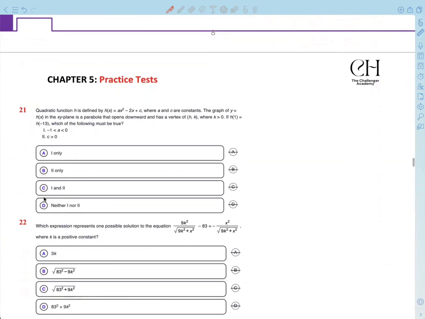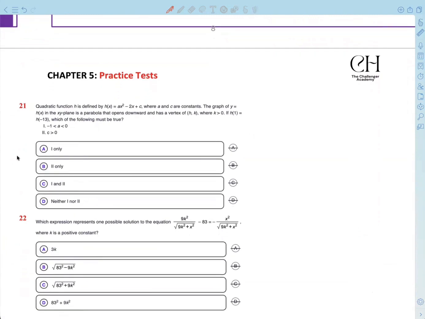Question 21. A quadratic function h is defined by h of x equals ax squared minus 2x plus c, where a and c are constants. The graph of y equals h of x in the xy plane is a parabola that opens downward. You know the shape of the parabola, it opens downward like this, and it has a vertex which is h and k. And we have k is greater than 0, and we also have h of 1 equals h of negative 13. A lot of information.